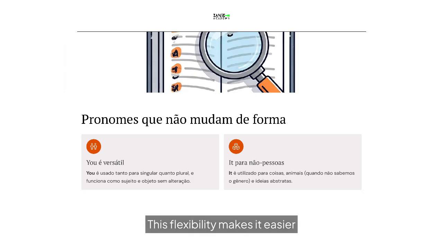This flexibility makes it easier to communicate, as you don't need to worry about changing the pronoun depending on how many people you are talking to.